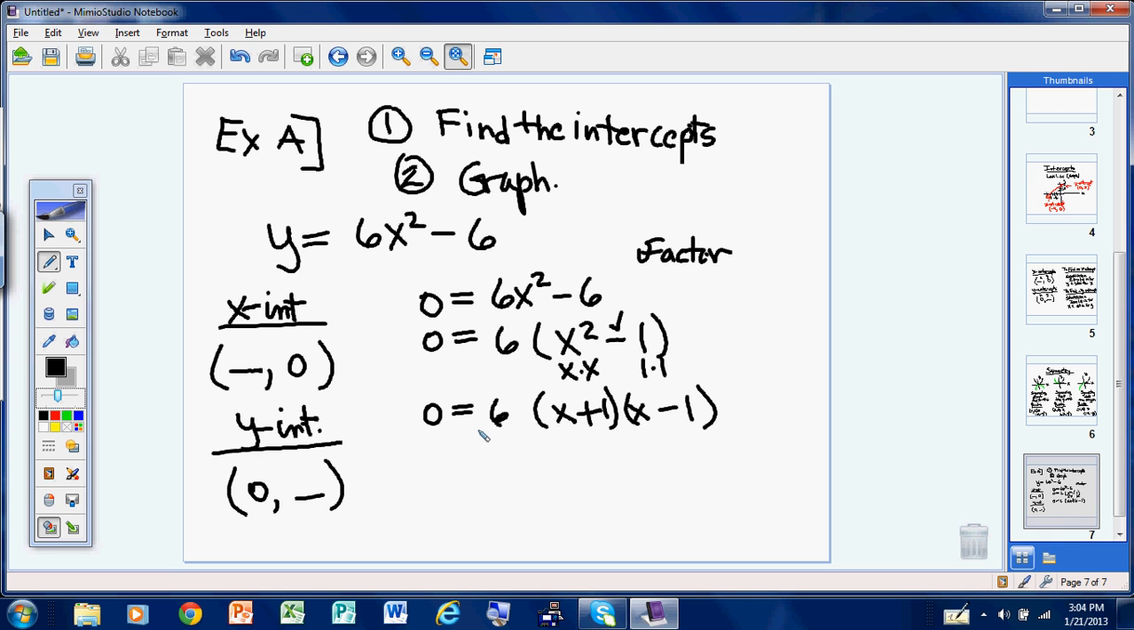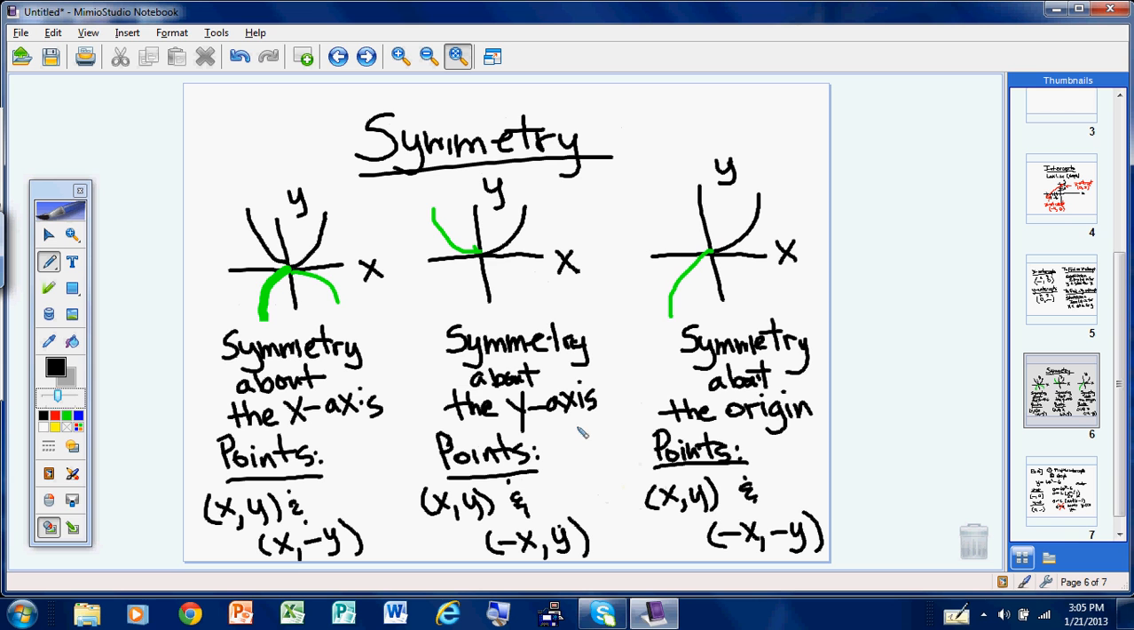Okay. All right, so now 6 equals 0, x plus 1 equals 0, and x minus 1 equals 0. Okay. All right, well let's think about 6 equals 0. Does that even make sense? No, 6 is never going to equal 0, so I'm not getting anything from that. Okay, if I solve this one for x, that will give me x equals negative 1.